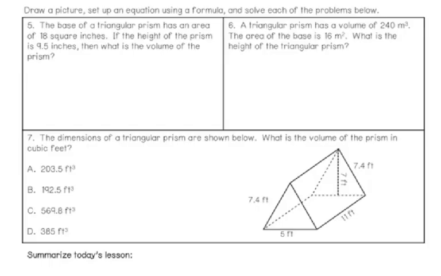The next section says to draw a picture, set up an equation using a formula, and solve each of the problems below. Number 5 says the base of a triangular prism has an area of 18 square inches. If the height of the prism is 9.5 inches, then what is the volume of the prism?